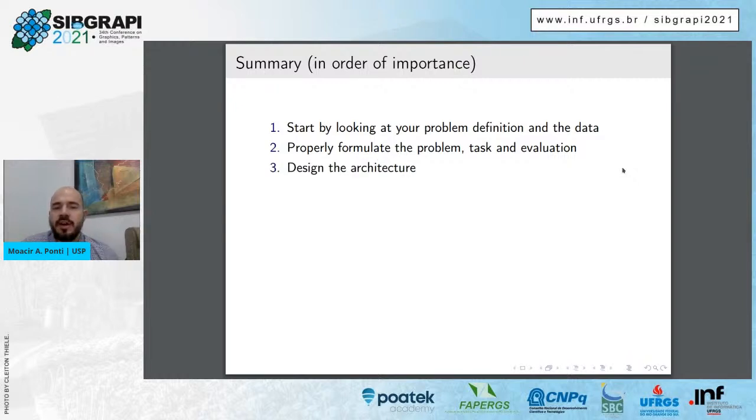So after you have your problem set very well defined, the task or the set of tasks that you want to solve, the evaluation, everything is settled, then you design the architecture. Then you must choose which kinds of layers you want to include in your deep neural network, if you are using convolutional layers, recurrence layers, attention layers, and so on. And just after designing the architecture, you can then design the optimization procedure.